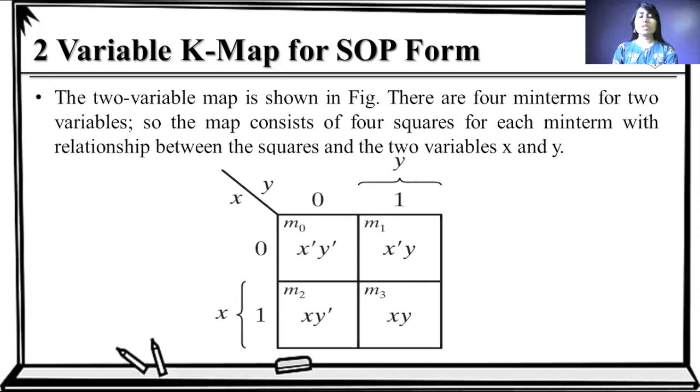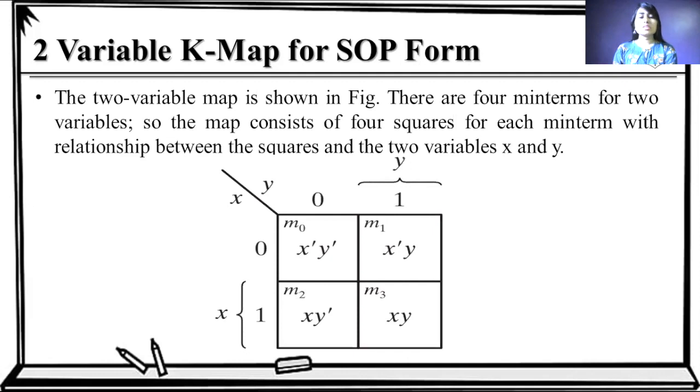Now, how can we write these combinations into this K-map? First, for x we have two values, 0 and 1, and for y we have two values, 0 and 1. At the intersection of 0 and 0, we have the m0 term, which is x dash y dash, because in SOP form y equals 0 is represented as y dash and y equals 1 is represented as y. So first, m0: x equals 0 and y equals 0, so we have the term x dash y dash.